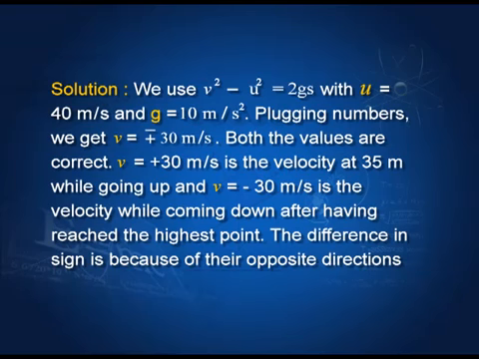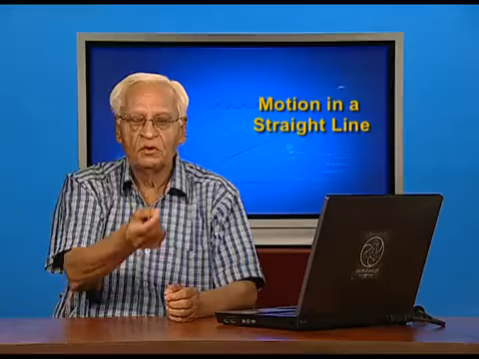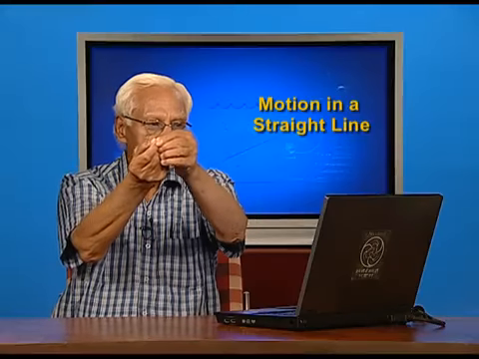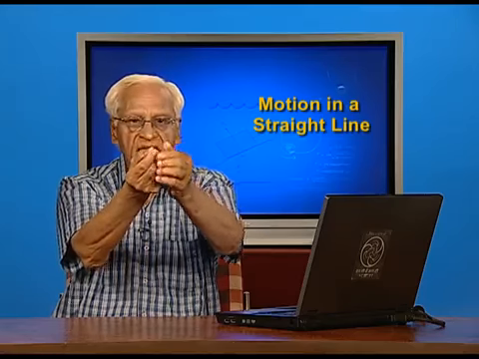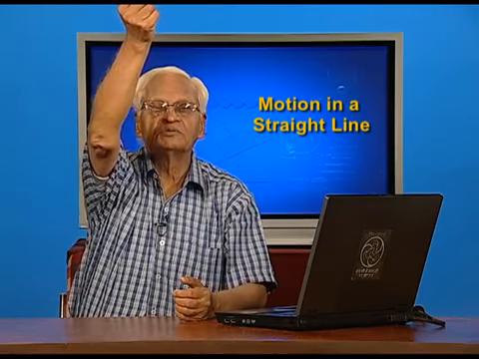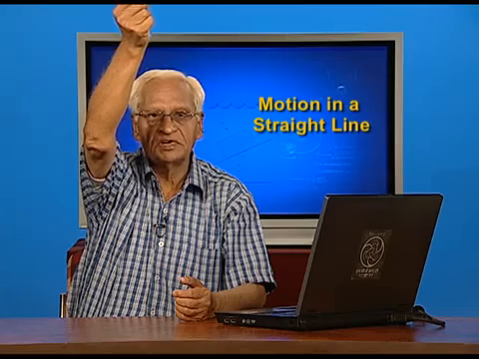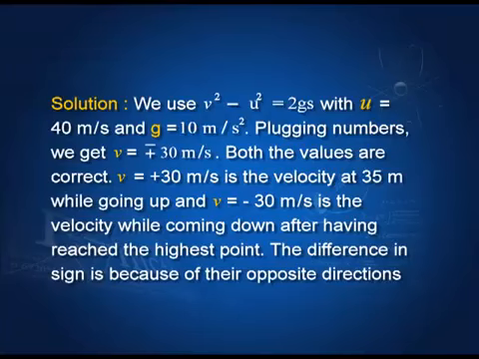V is equal to 30 meters per second is the velocity at 35 meters while going up, and v equal to minus 30 meters per second is the velocity while coming down after having reached the highest point. You see, the body was going up, it reaches 35 meters height, and then it keeps going, comes to rest, velocity becomes 0 and then starts moving downwards.